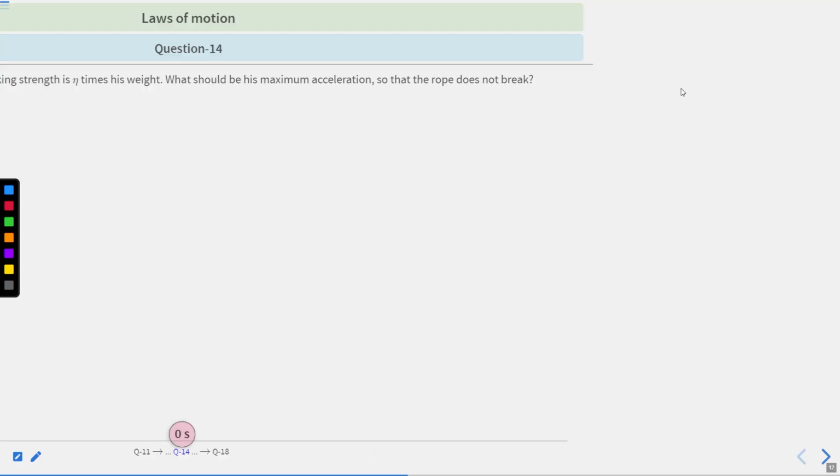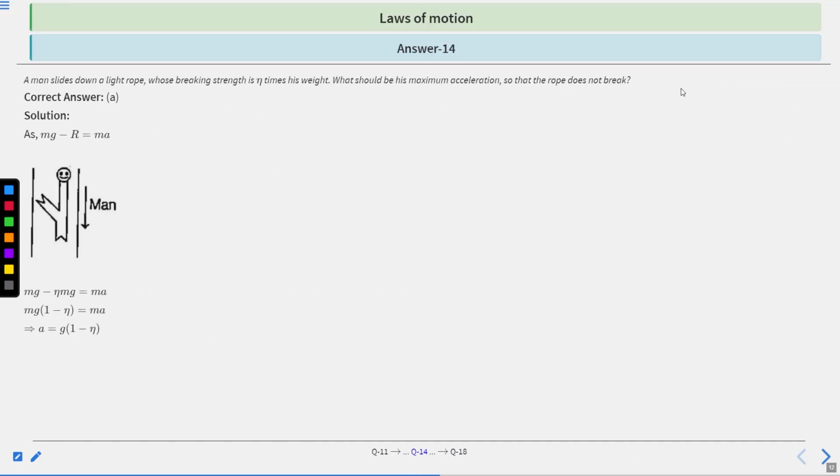Let's find a solution. A man slides down a light rope whose braking strength is eta times his weight. Clear? Braking strength is eta times his weight. This is the important point here. What should be his maximum acceleration? The question asks about the maximum acceleration.